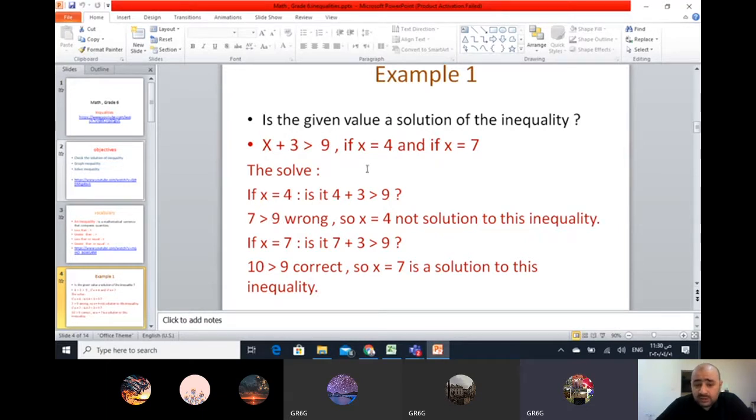So this solution makes this inequality wrong. That means this is not a suitable solution for this inequality, not the right solution for this inequality.